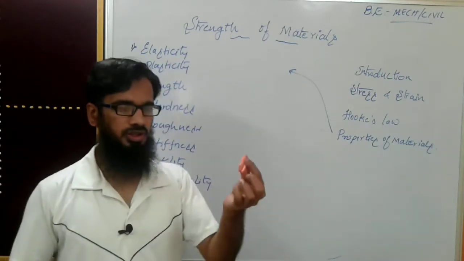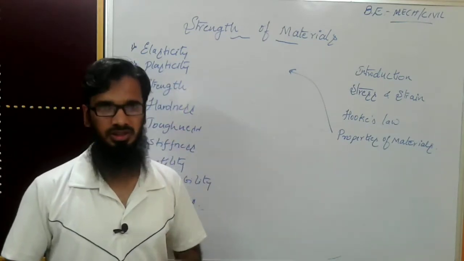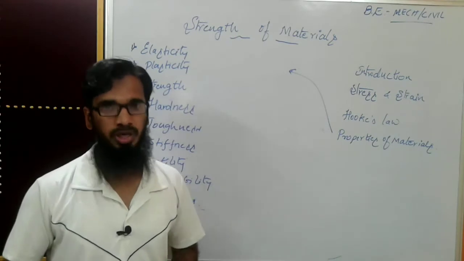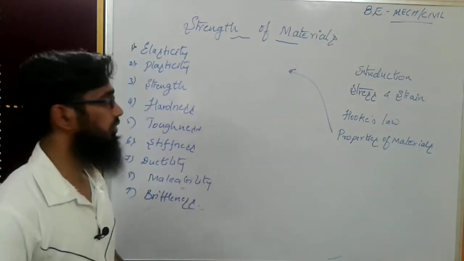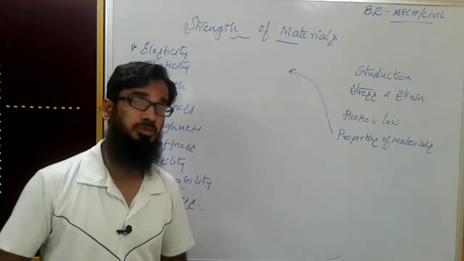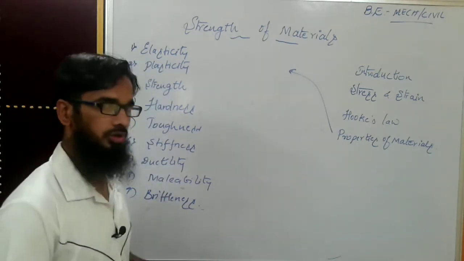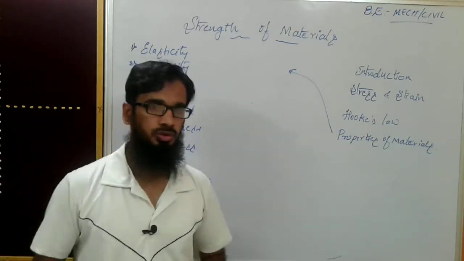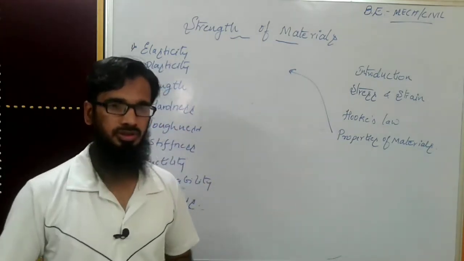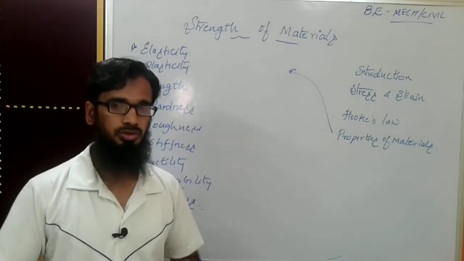You can take an example for elasticity, like elastic rubber or a spring. These are some of the examples for elasticity. So you can see the elastic property in those materials. Okay, just to observe.